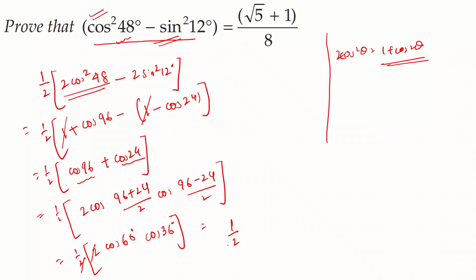And what is cos 36 degrees? If you have seen in the book, the value for cos 36 degrees is (root 5 plus 1) divided by 4. And now a bit of simplification. 4 times 2 gives you 8. So it's (root 5 plus 1) divided by 8. And this is what the RHS is.